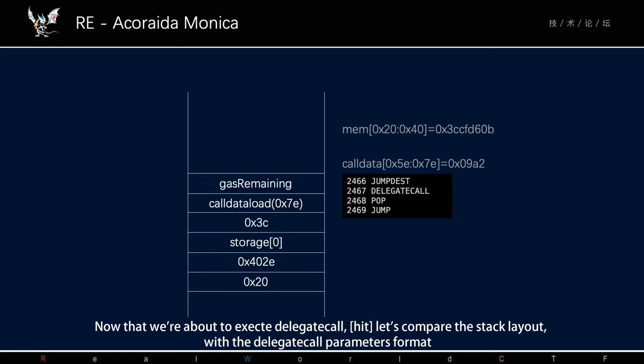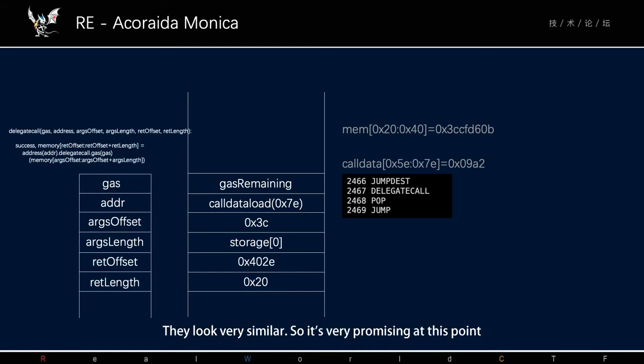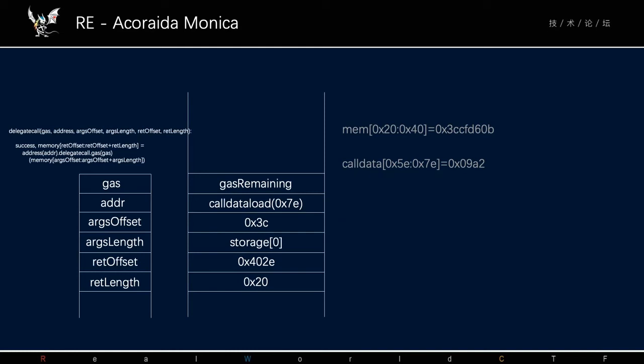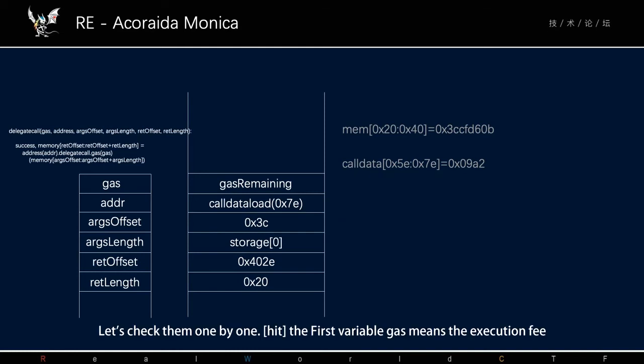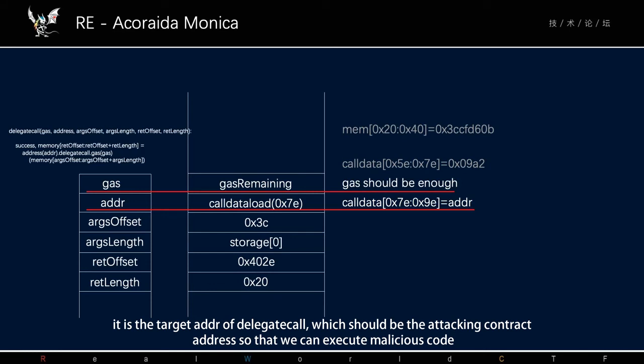Now that we are about to execute DELEGATECALL, let's compare the stack layout with the DELEGATECALL parameter format. And they look very similar, so it is very promising at this point. Let's check them one by one. The first variable, gas, means the execution fee. And the second one, ADDR, is the target address of the delegatecall, which should be the attacking contract address, so that we can execute more malicious code.